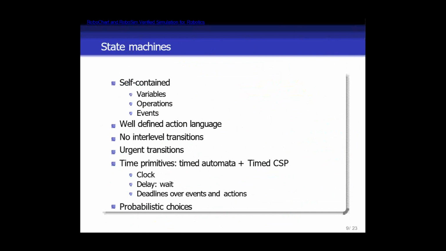There are urgent transitions. There are timed primitives where you can describe time passing using clocks, delays using waits, and you can have deadlines over events and actions. And then there are probabilistic choices. So you can have a probabilistic control algorithm, perhaps for estimating the current pose or something using a RANSAC algorithm. And then you can reason about how many iterations do I need, and therefore what the real-time behavior is going to be in order to get a particular probabilistic guarantee that I'll have no outliers in my observations. And so you can then put that probability to use in putting restrictions on the kind of hardware sensors you've got and how reliable they have to be.